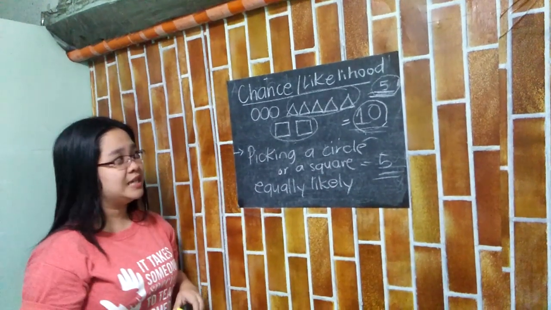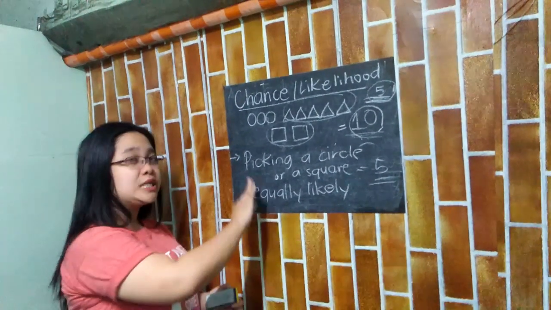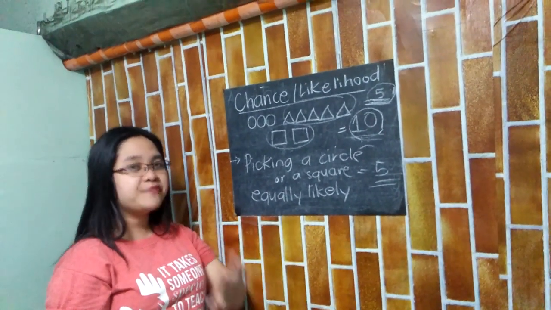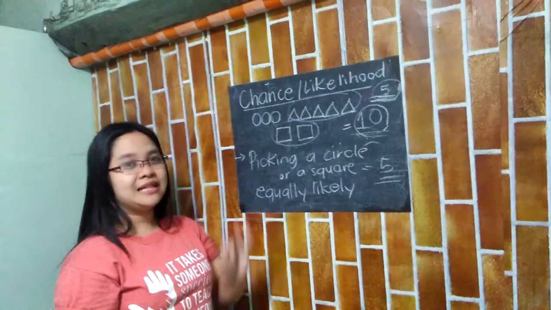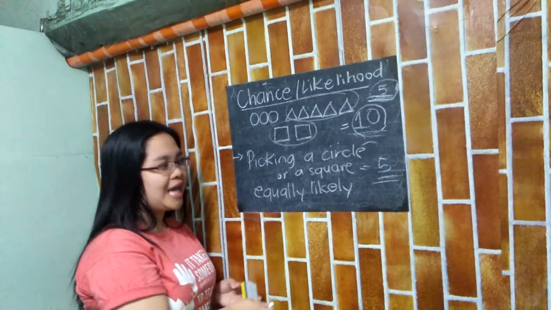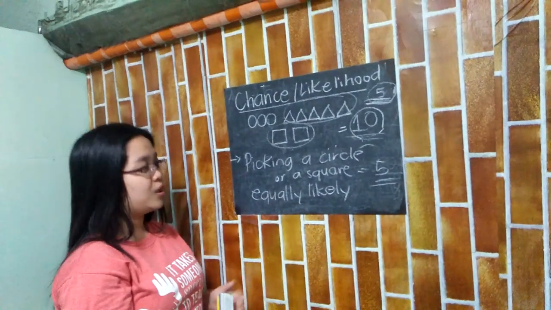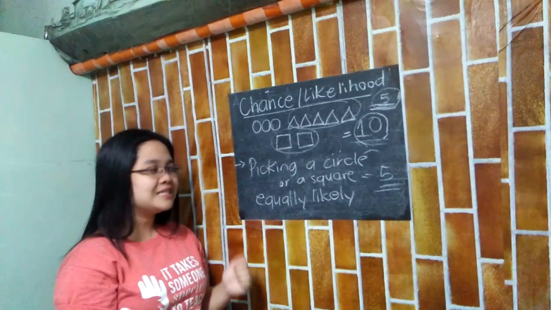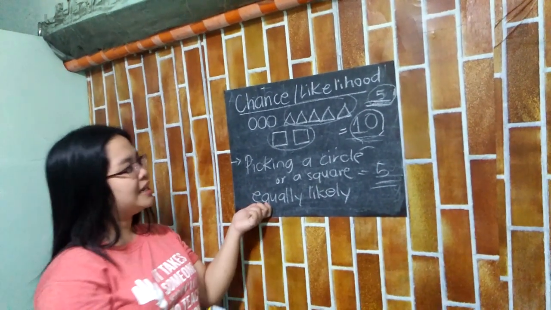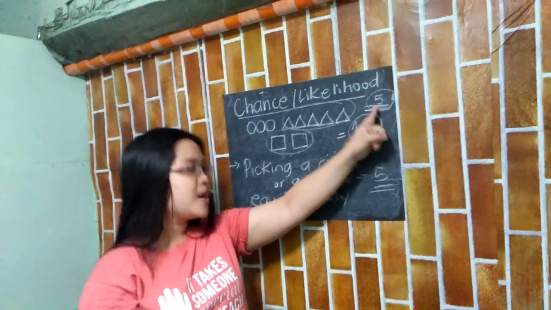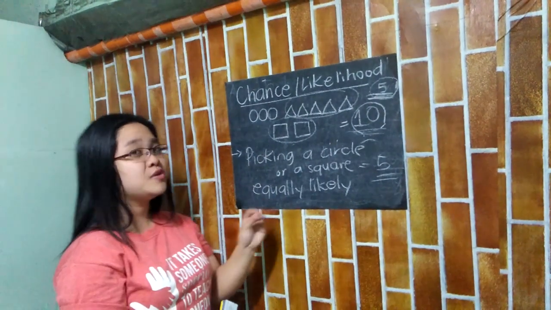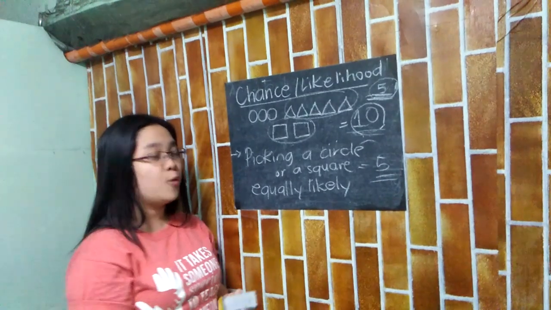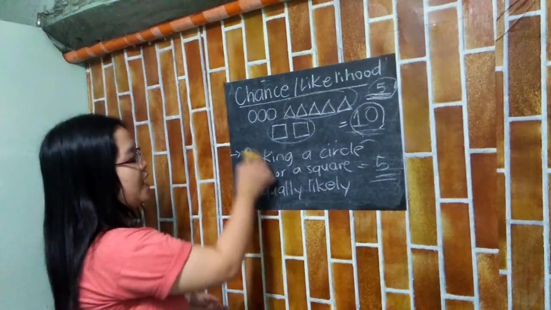Okay? Can you see the difference now between the concepts on the chances or likelihood? Remember, we have 5: likely, unlikely, equally likely, impossible, and sure. Likely, it should be more than half. Unlikely, less than half. Equally likely is equal to the half. Impossible means a 0 chance at all. And sure, which means equal to our possible outcome.